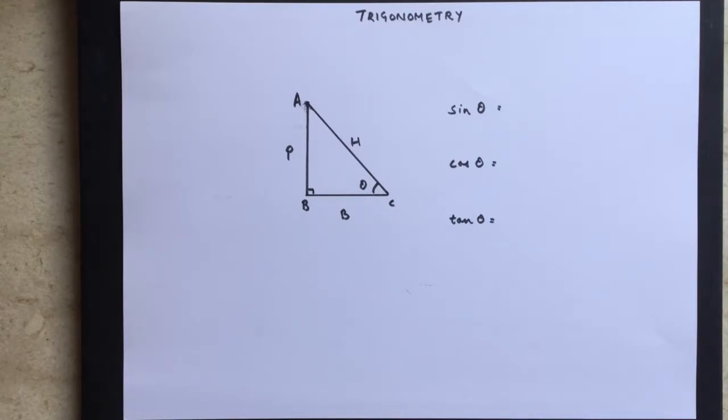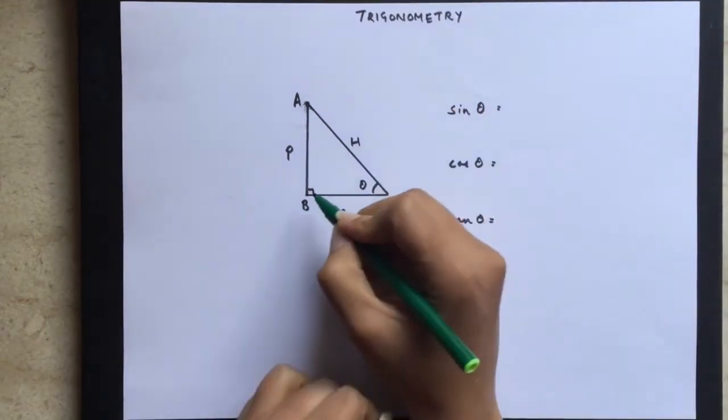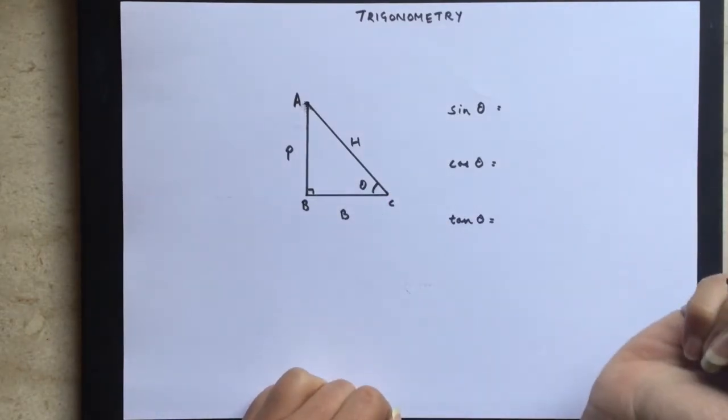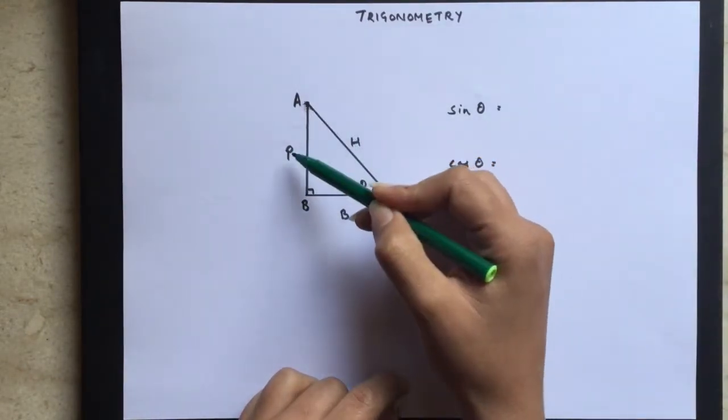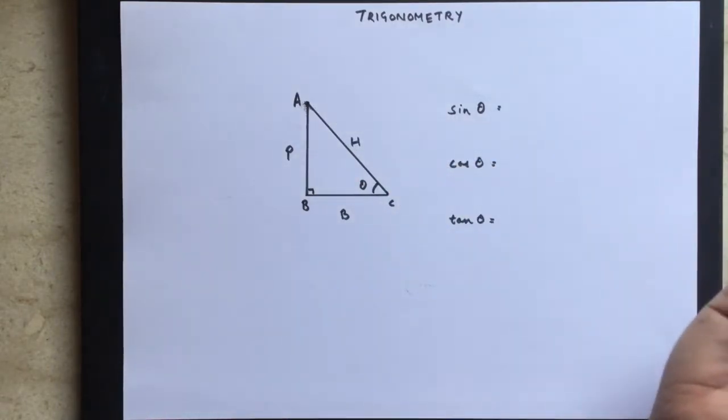Today we're going to do some basic concepts of trigonometry. So hope you guys like it. Can you see this triangle ABC? It's a right triangle with one angle equal to 90 degrees. So AB becomes the perpendicular, BC becomes the base, and AC becomes the hypotenuse.